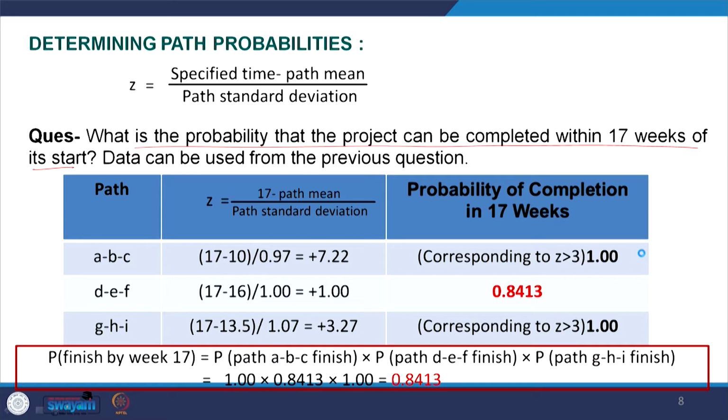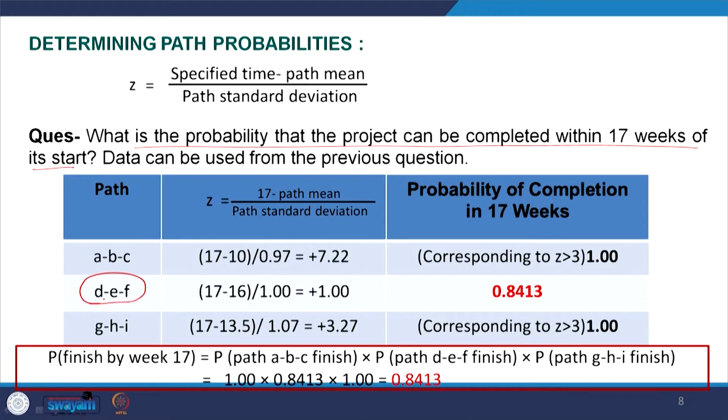Now, the question says, what is the probability that the project will be completed in 17 weeks. Without understanding these calculations, somebody may say that the longest time it is going to take is 16 weeks, so if you are asking about 17 weeks, obviously there is 100% probability. But dear students, this is not the correct answer. Let us see how a further calculation is required to determine whether the project can be completed in 17 weeks and how much probability is associated with that.